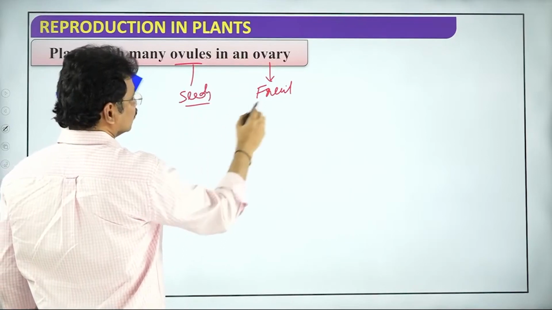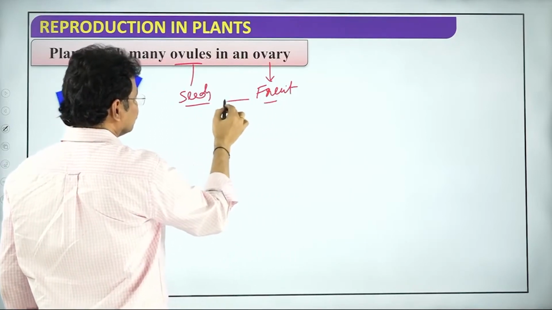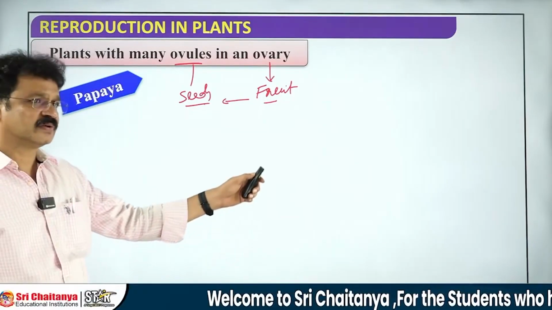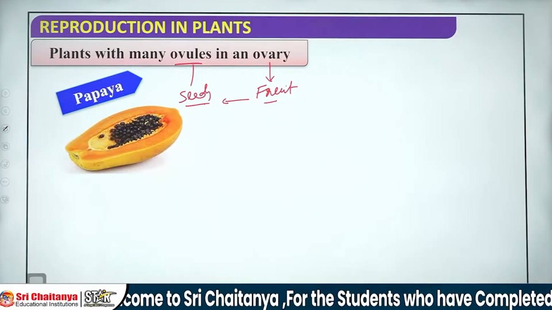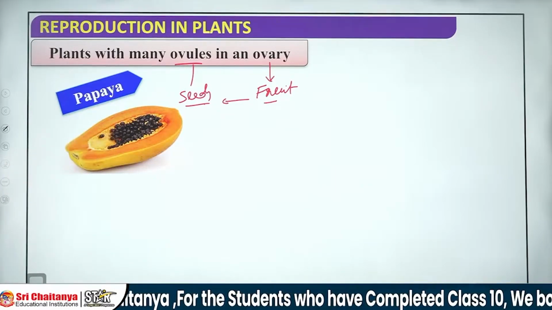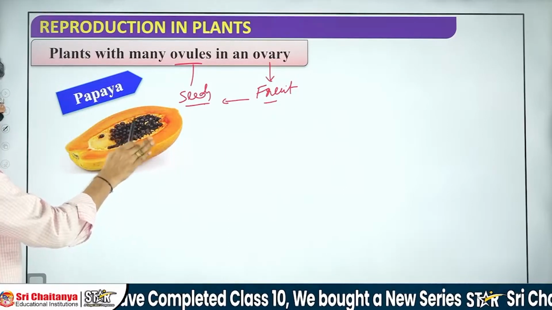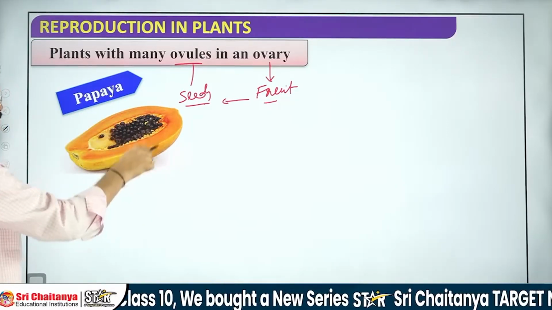My question is, name the fruits with many seeds. Yes, good, very good, watermelon. And papaya also. Papaya fruit is a single fruit, but more number of seeds are there. It explains that the number of ovules in the ovary is more than one.